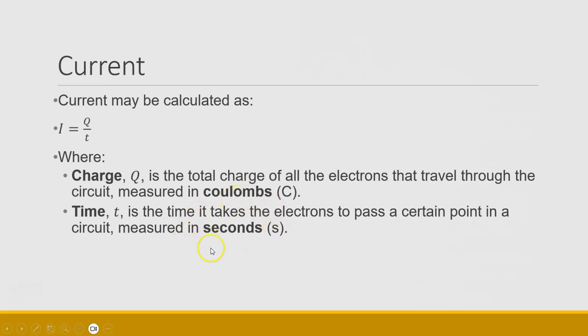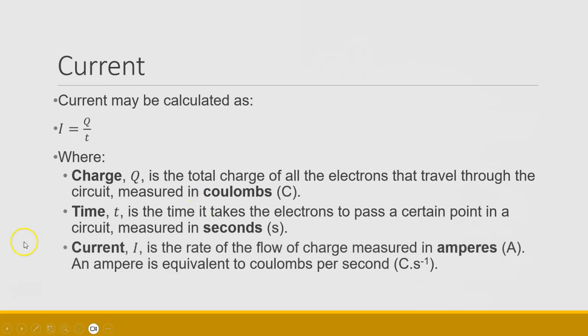And we measure time in seconds. So remember that current is the rate of the flow of the charge. So when we talk about the rate of something, that means time. Current, which is represented by the letter I, is the rate of the flow of charge, and it is measured in a unit known as amperes.